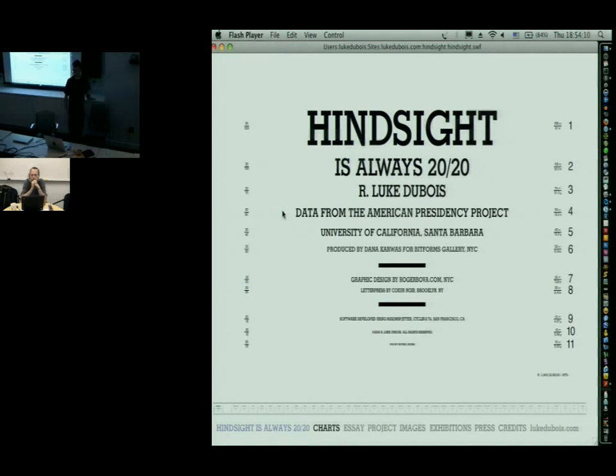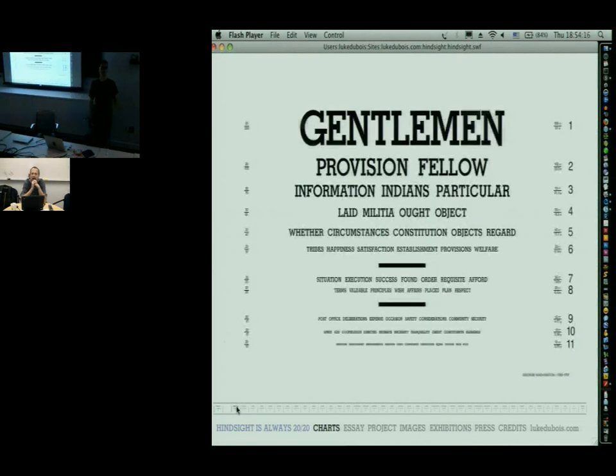I started thinking to myself, how do you judge your leaders? You judge your leaders based on their vision. So how do you test vision? You make eye charts. So I decided to make a bunch of eye charts, one for every president of the United States. These are the words of their State of the Union addresses, from the most common to the least common word.